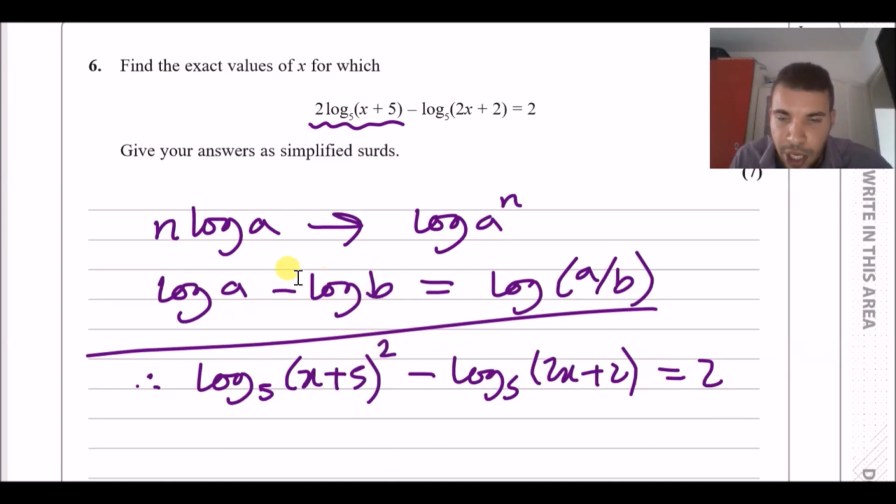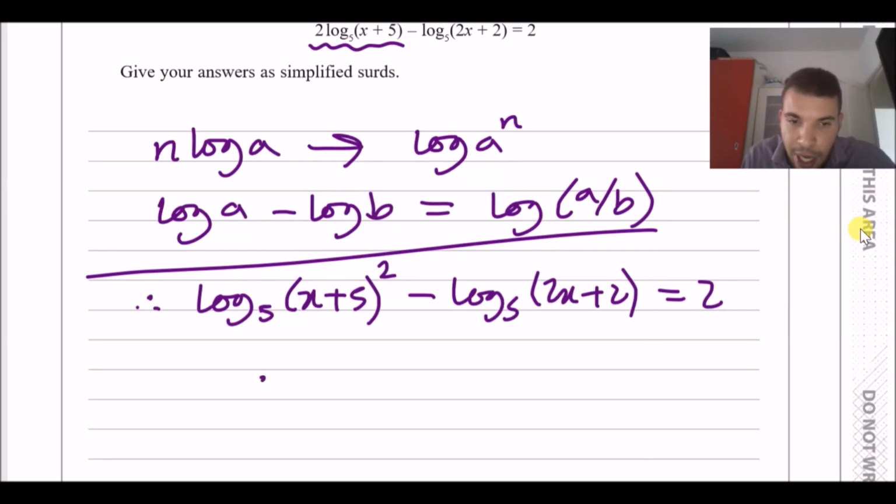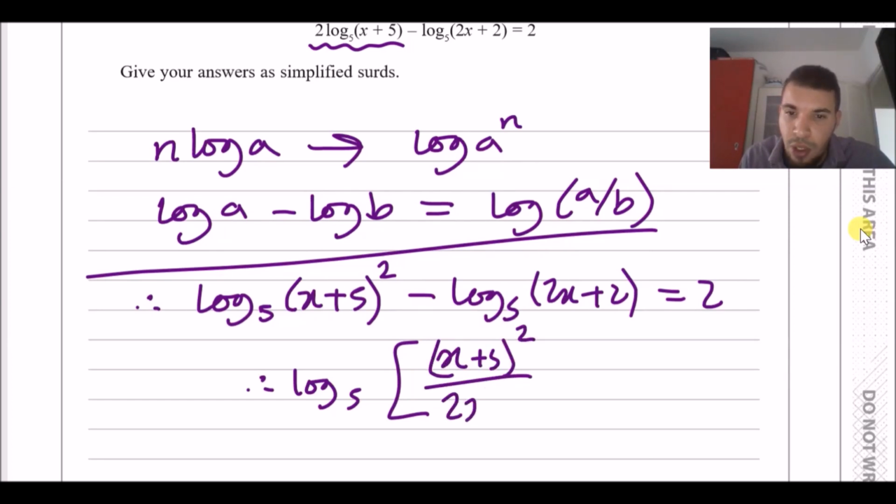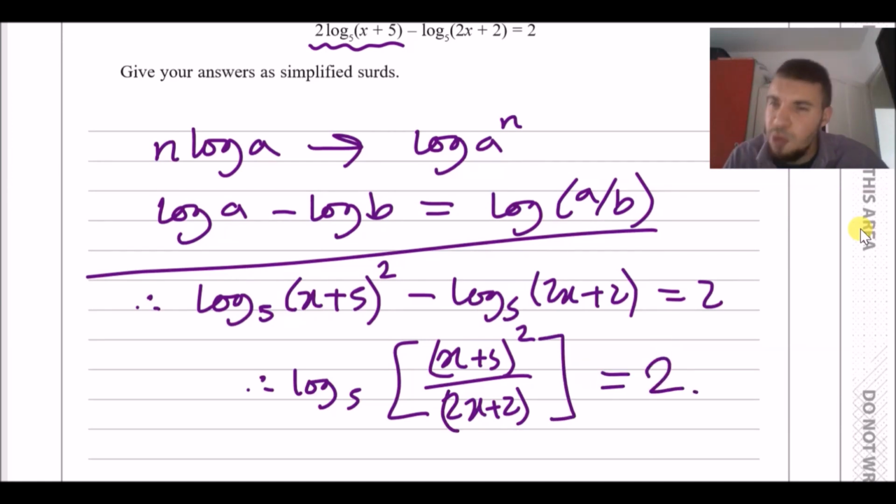Now, using the subtraction law, if you subtract, you end up dividing the terms in the log. So therefore, we're going to have a log 5 inside a big bracket, so a over b, be x plus 5 squared over 2x plus 2. Now all of this is going to equal, of course, the right hand side, which is 2. Now what do we do from here?